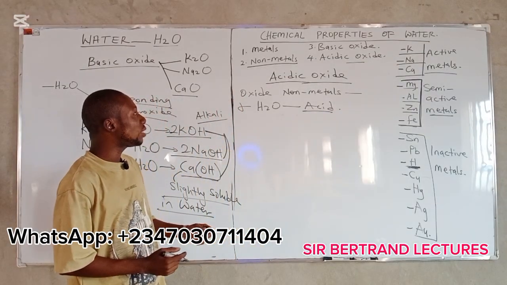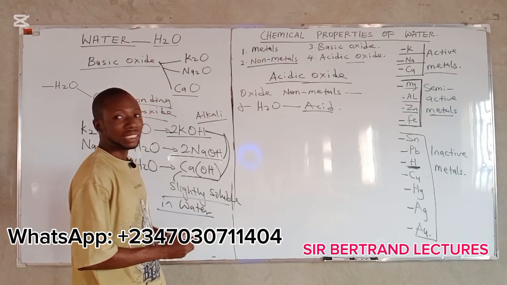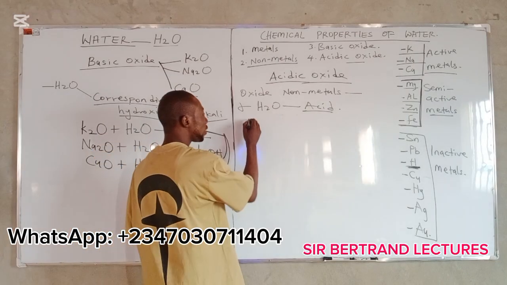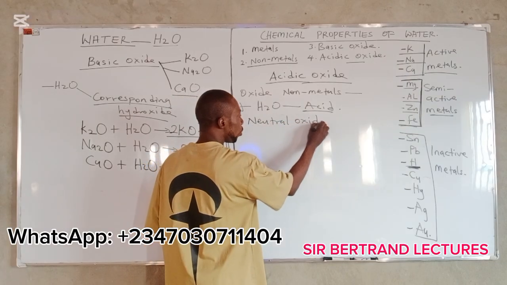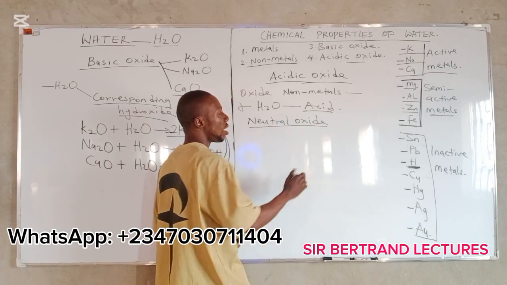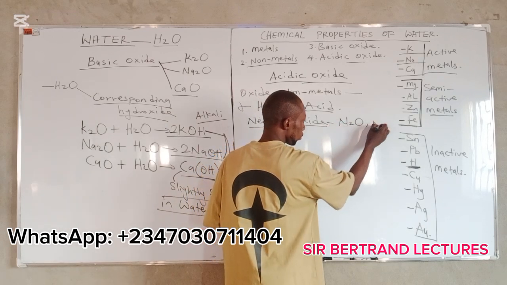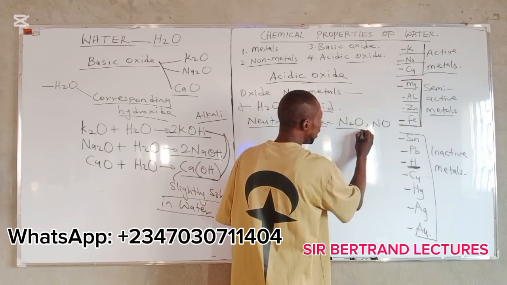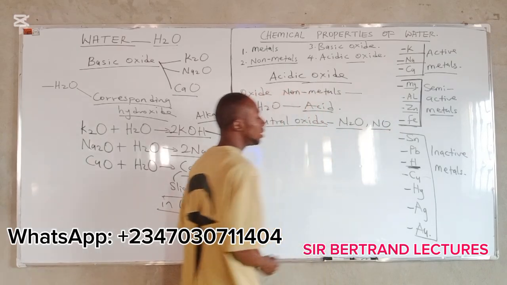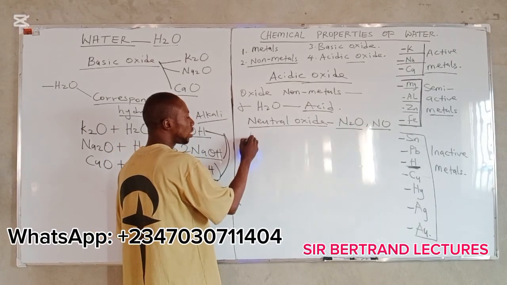We have some other oxides of non-metals that don't produce acid. They are known as neutral oxides. Neutral oxides are also oxides of non-metals. They are neutral. All right? They are nitrogen monoxide and nitrogen dioxide. All right? Now, we are talking about the acidic oxide.